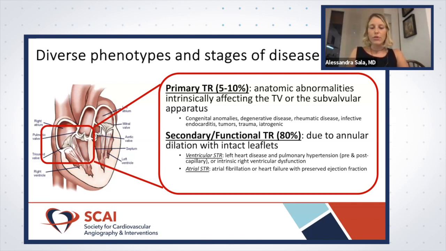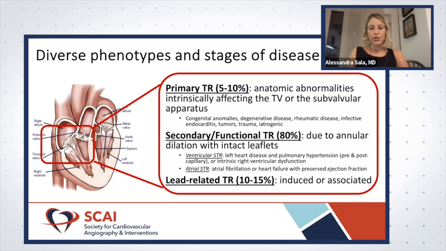These have been recently further subdivided into ventricular secondary TR due to mid-right ventricular dilation in the setting of left heart diseases and pulmonary hypertension or intrinsic right ventricular dysfunction, and atrial secondary tricuspid regurgitation, mainly due to right atrial dilation and annular dilation in the setting of chronic atrial fibrillation or heart failure with preserved ejection fraction. Another category has been recently inserted, which is lead-related tricuspid regurgitation, which accounts for 10 to 15% of cases. This can be either induced by the lead itself across the tricuspid valve or simply associated to the presence of the device.